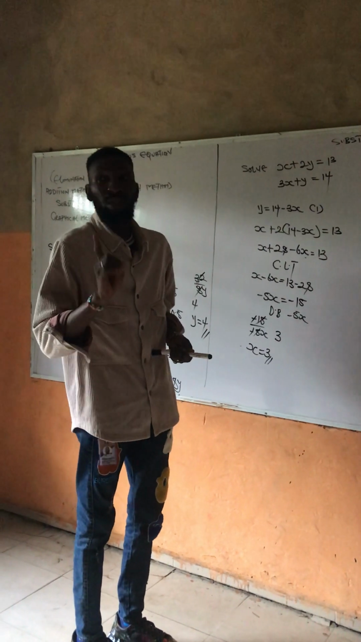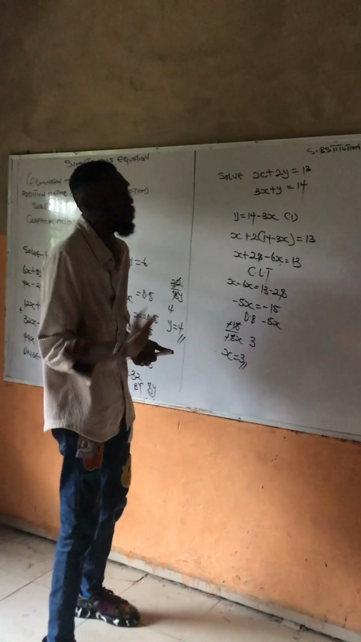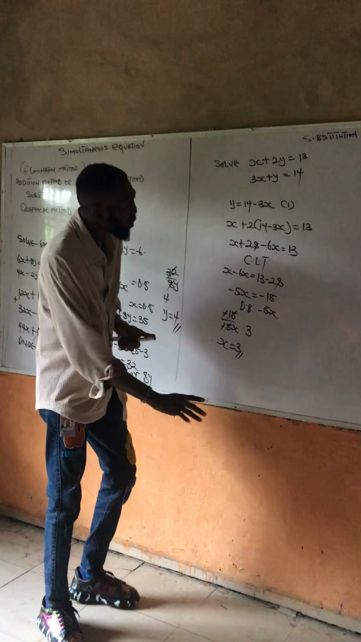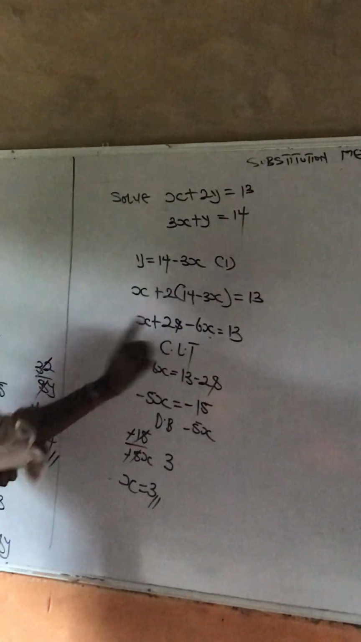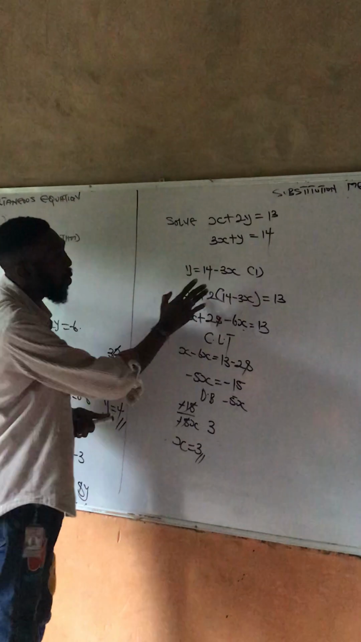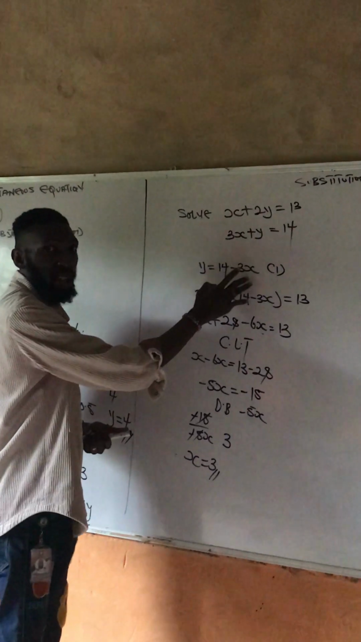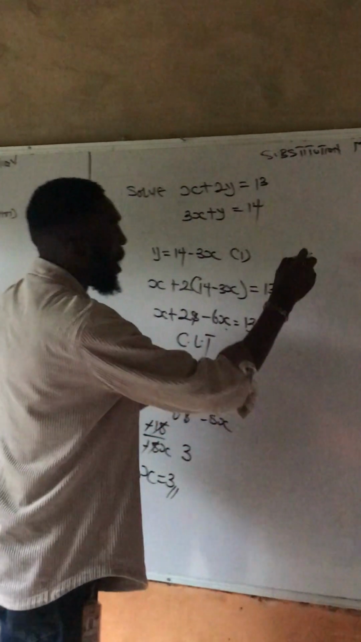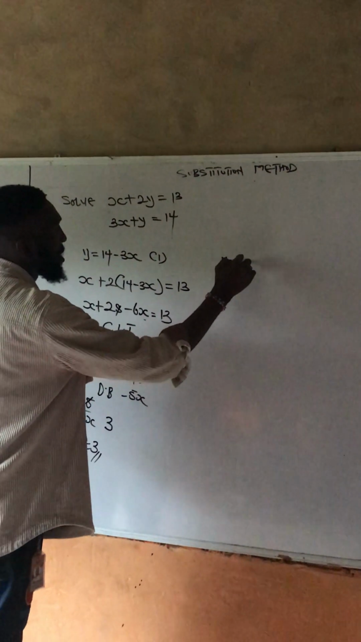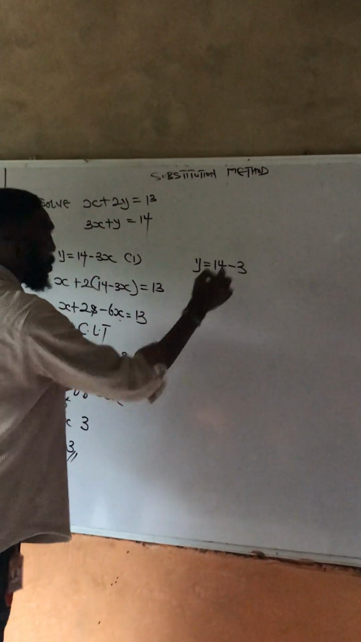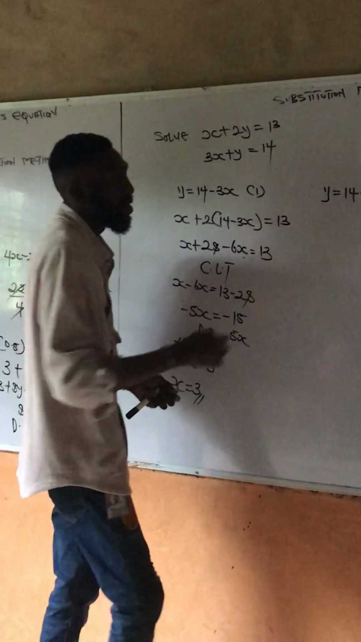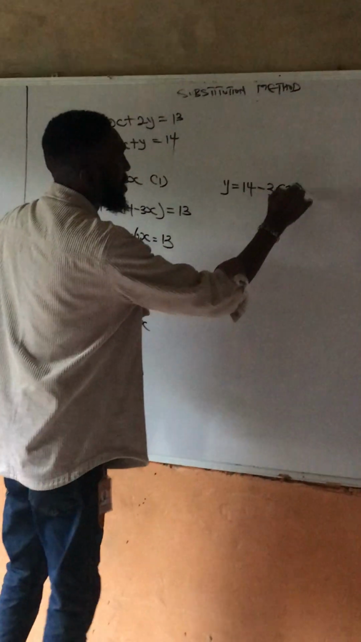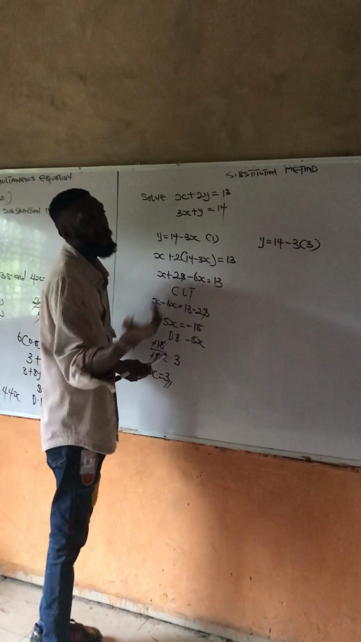So what am I going to do now? Easy way. I've already set it up properly. So I'm going to go back to what I made my equation 1. Anywhere I see my x, I should put 3. So I'm going back to my equation 1, which is this one I made equation 1, if you remember. So it's going to be y equals 14 minus 3. You don't need to put x again because you know what x is. x is 3, so I'm going to put bracket 3.